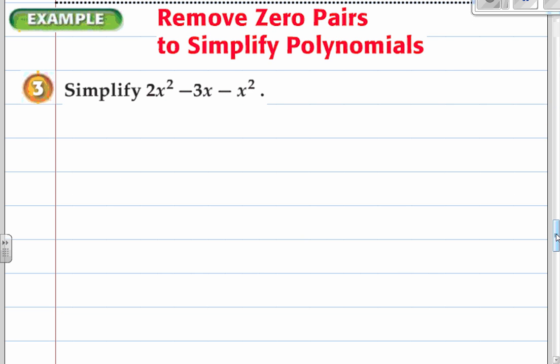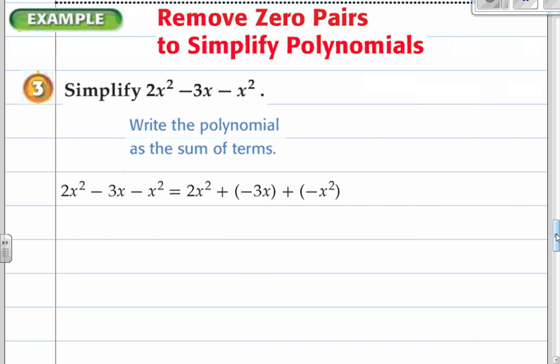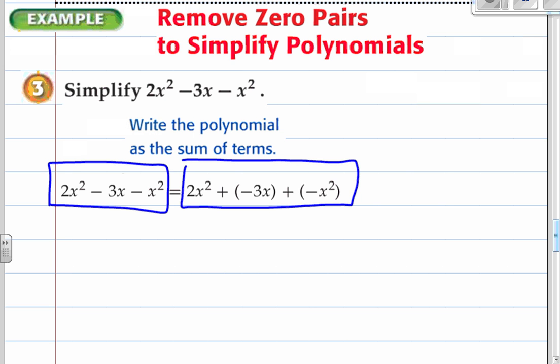Let's take a look and see what happens when we pair things together here. We're simplifying 2x squared minus 3x minus x squared. Step 1 is writing the polynomial as the sum of terms. So notice they've taken the original, which has 2 subtractions in it, and now they've changed it to all addition. I would like to throw a 1 right about there. So we have our negative 1x squared. Easier to use when we're counting.